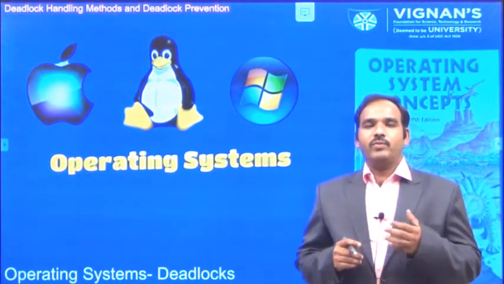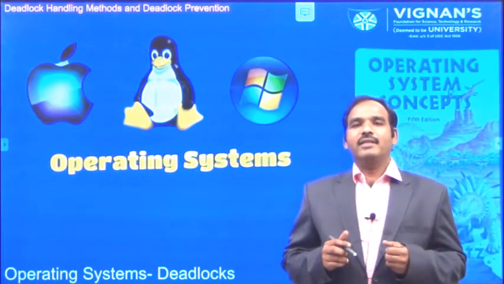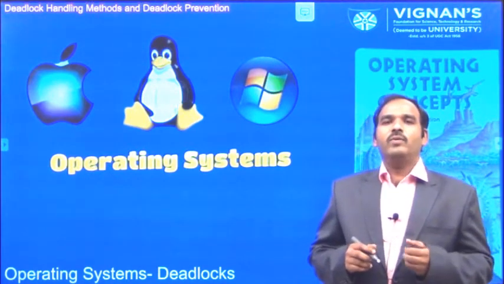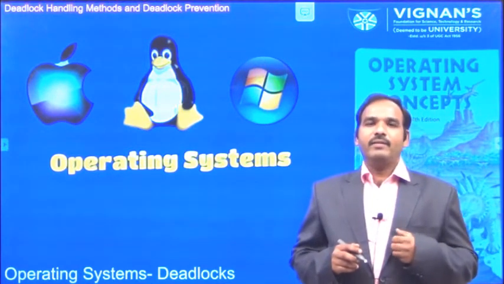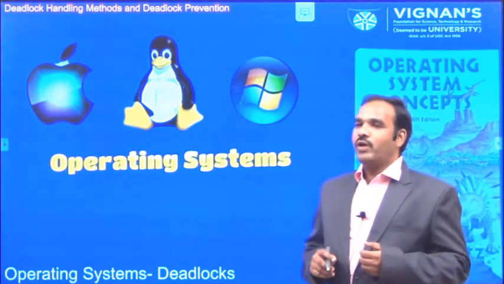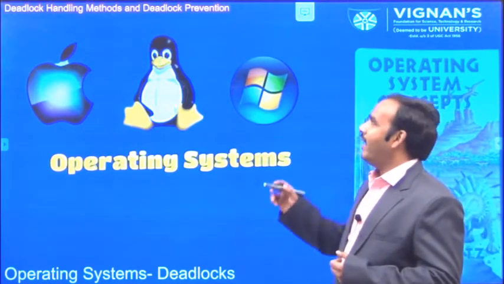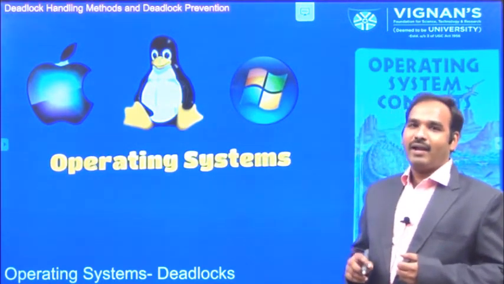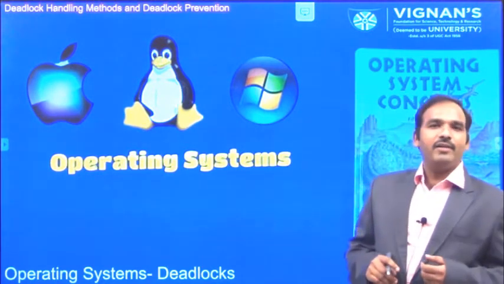Last class, we have seen what a deadlock is, what the characteristics of a deadlock are, and how the deadlock state is represented in the system, that means the resource allocation graph. So in this session, we are going to study the deadlock handling methods, and one of them, deadlock prevention. You know what a deadlock is very well.